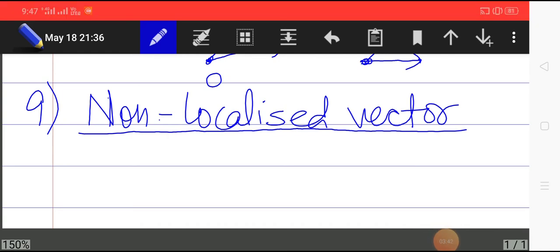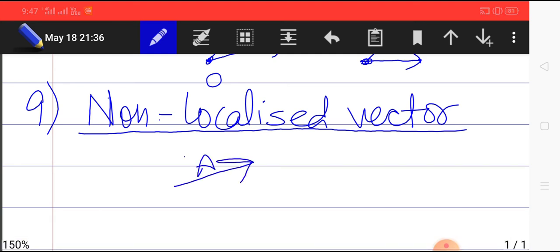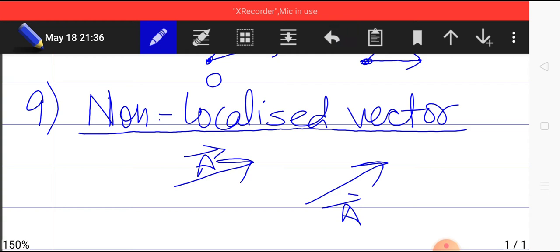Non-localized vectors. Comparing to localized vectors, if the initial point is not fixed and you can move the vector freely for doing your calculations, and their initial point is not fixed or localized, then they are known as non-localized vectors. They are also known as free vectors.